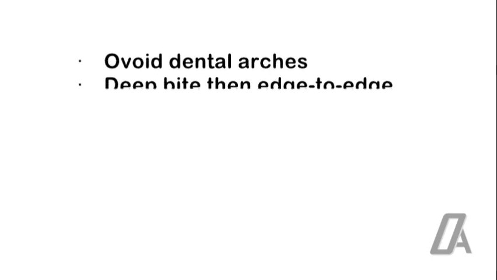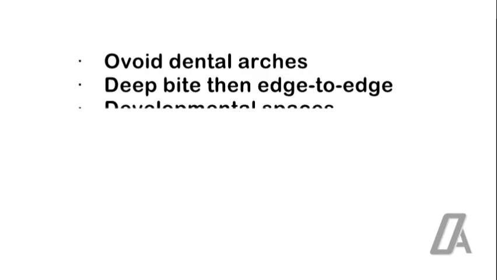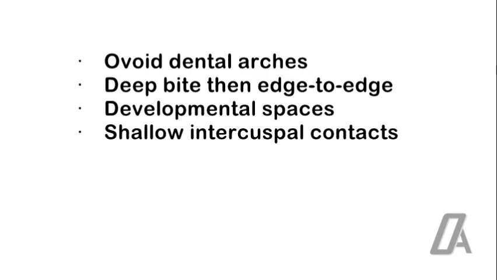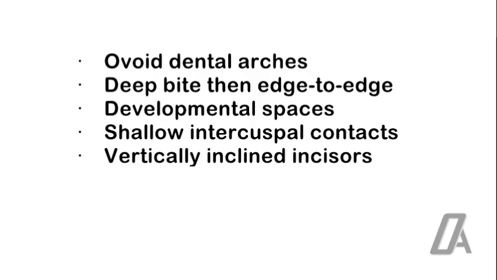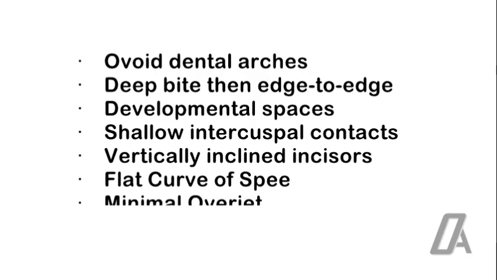Finally, let's summarize the general features of deciduous dentition. Dental arches are ovoid in shape. A deep bite is present initially but transitions to an edge-to-edge relation. Developmental spaces are common. Intercuspal contacts are shallow. Incisors are vertically inclined. The curve of Spee is relatively flat. Overjet is minimal, and there's no crowding under normal conditions.